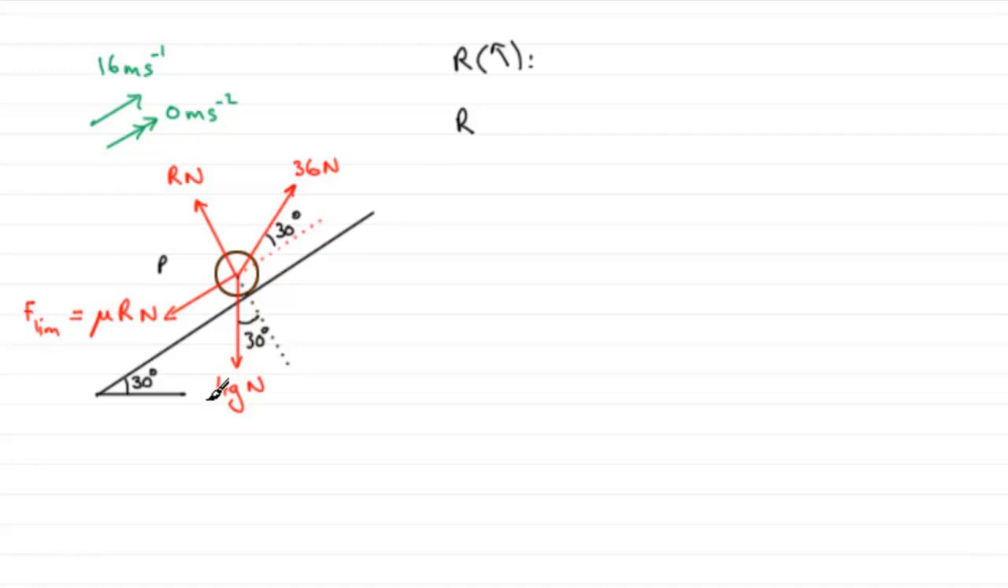Let's take the weight now. Not all of it is acting along this line in this direction. We need to split it into two components: one down the plane and one into the plane. The one down the plane will be perpendicular to the direction that we're resolving in, so we don't need to consider that. But the one into the plane, we need to consider. It's going to be minus because it's in the opposite direction to what we're resolving, and it will be minus 4g cos 30 degrees. It's cosine because it includes the angle. Remember, when you include an angle, it's always cosine. So that's the weight done.